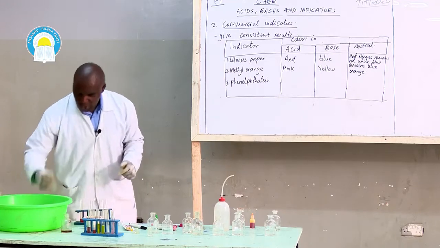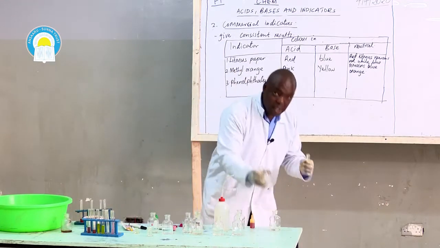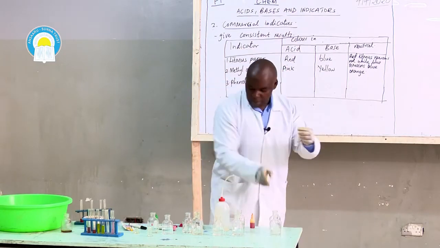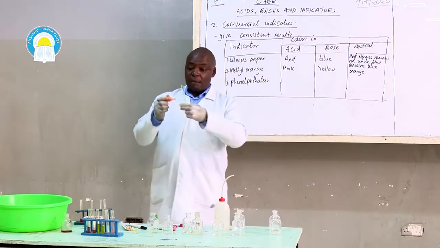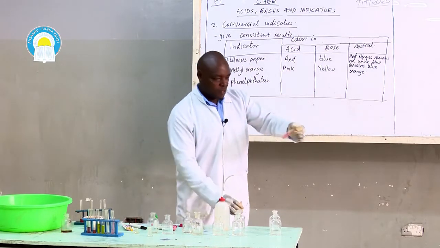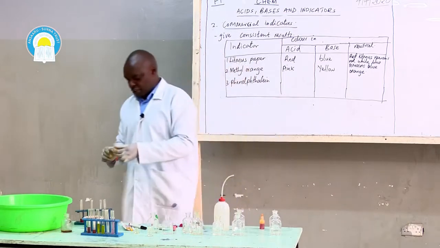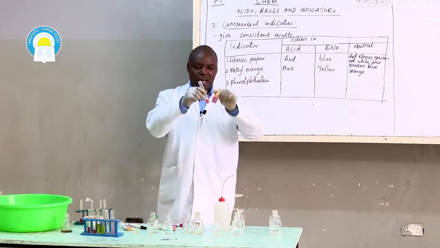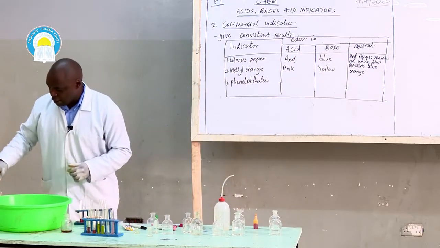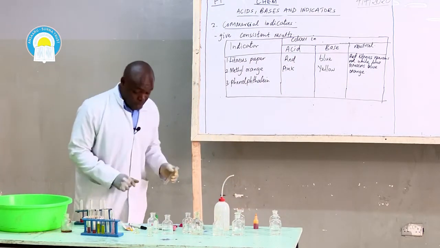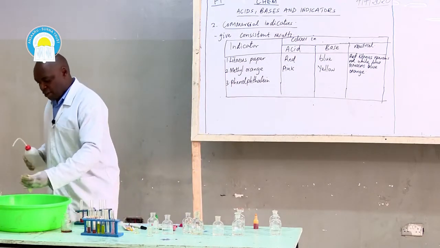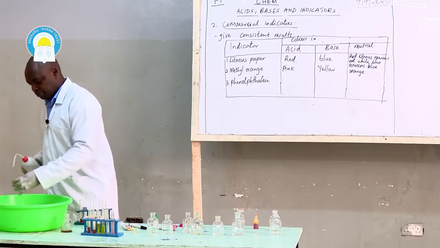Let me test using another neutral substance. We have said sodium chloride. Sodium chloride solution. The same methyl orange, you see, it is orange. So in acid, it is pink. In base, it is yellow. And in a neutral substance, the color of methyl orange is orange.